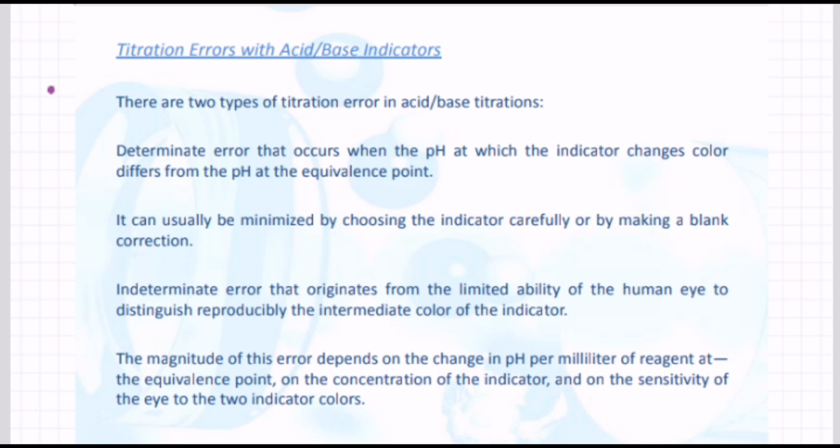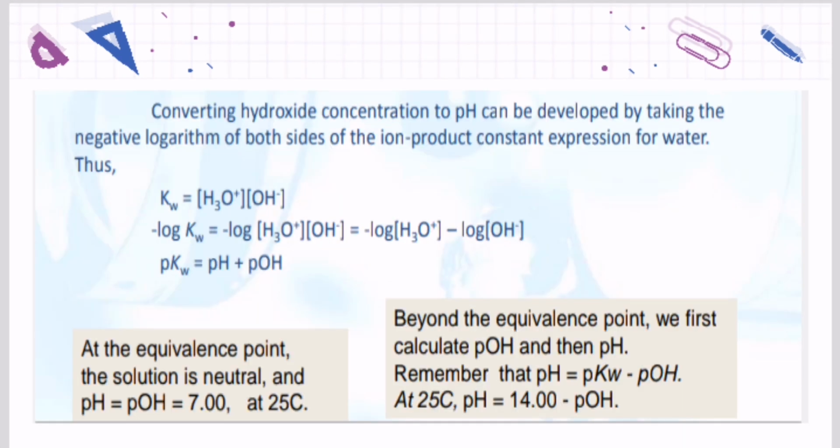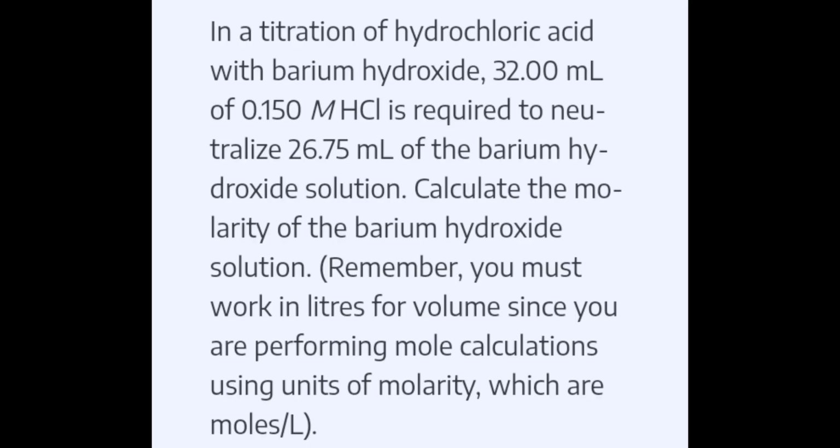Another topic is titration errors with acid-base indicators, and the titration of strong acids and bases. Converting hydroxide concentration to pH can be developed by taking the negative logarithm of both sides of the ion product constant expression of water. Those are the things you go through before calculating, which is the principle of neutralization titrations. Let us now jump into the examples so it is easier for you to understand.